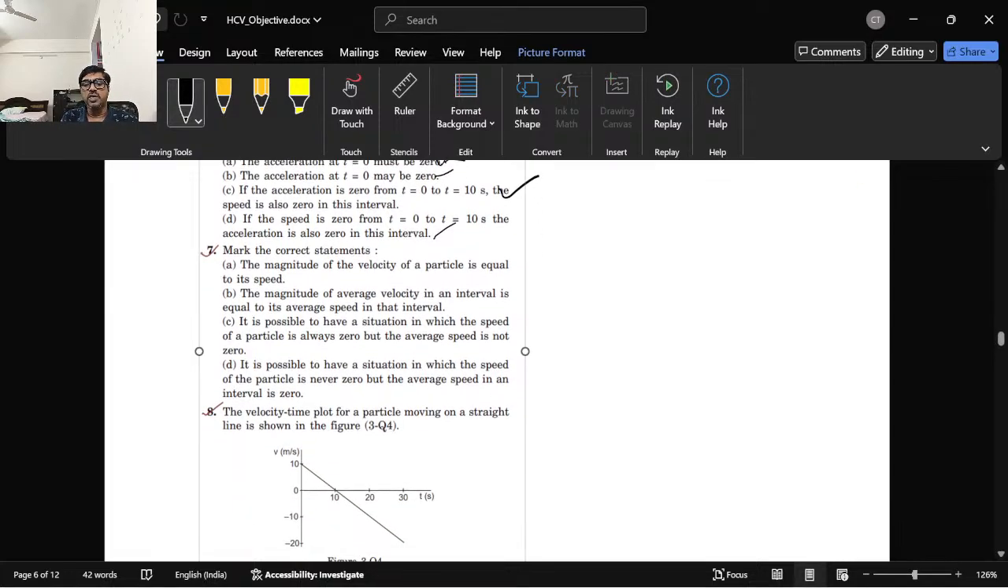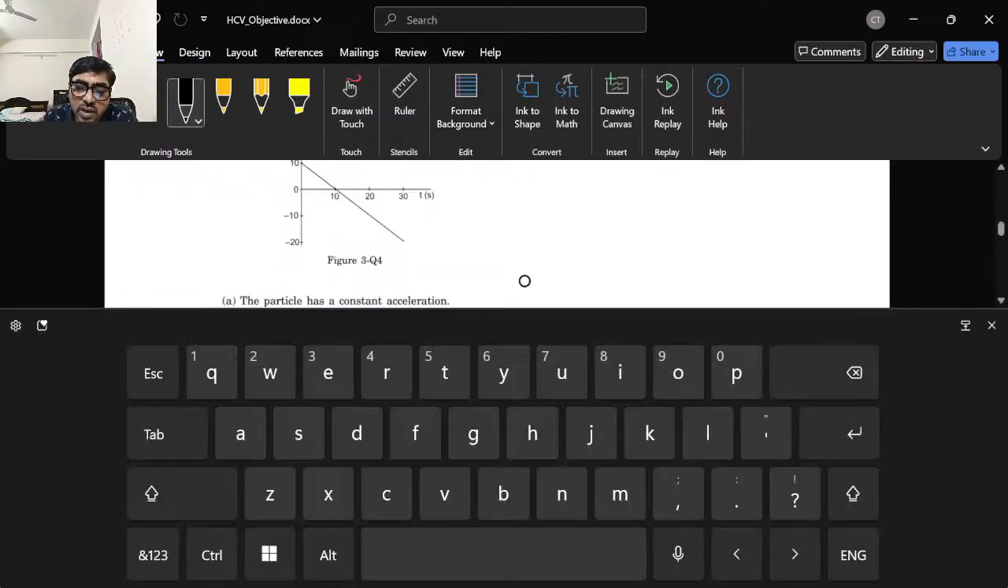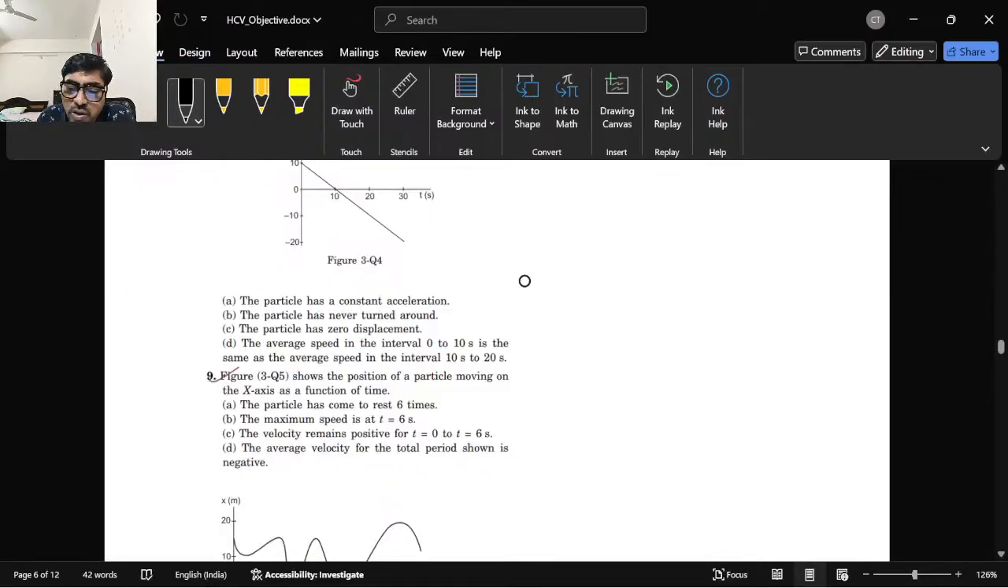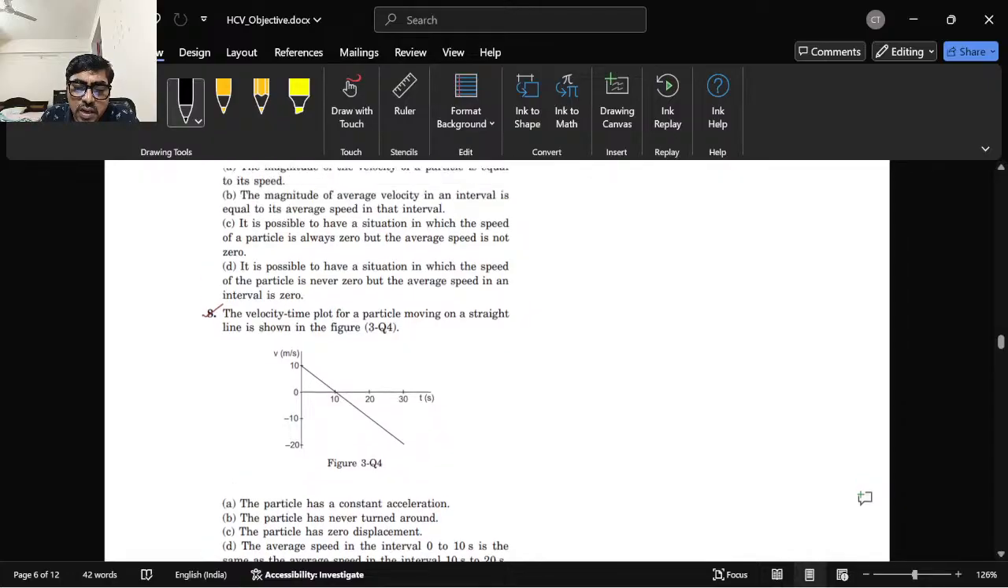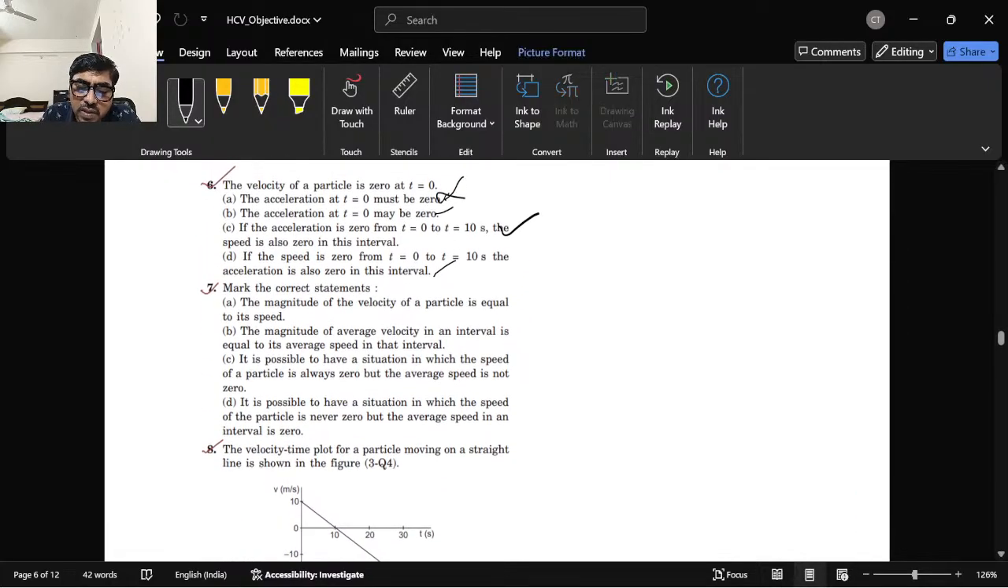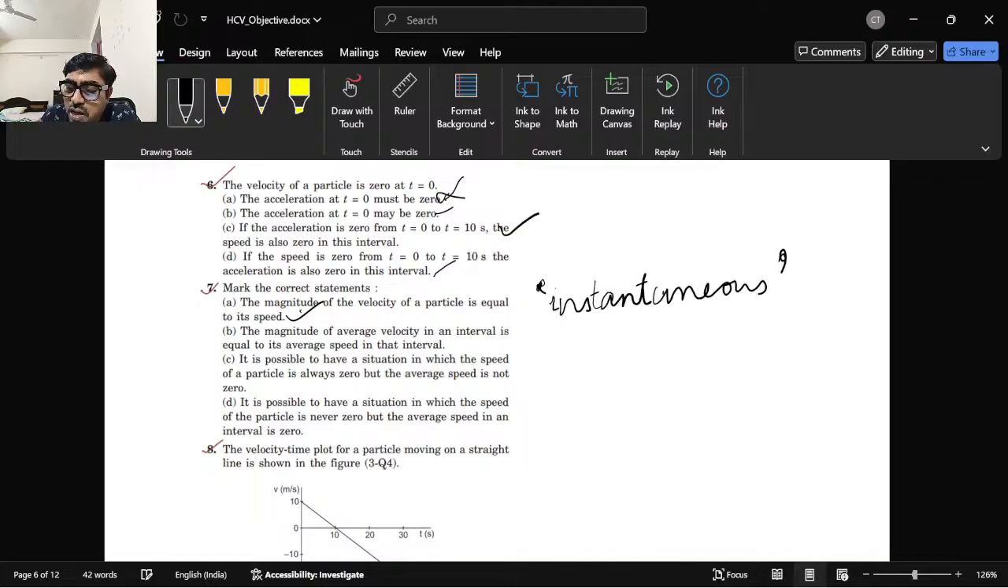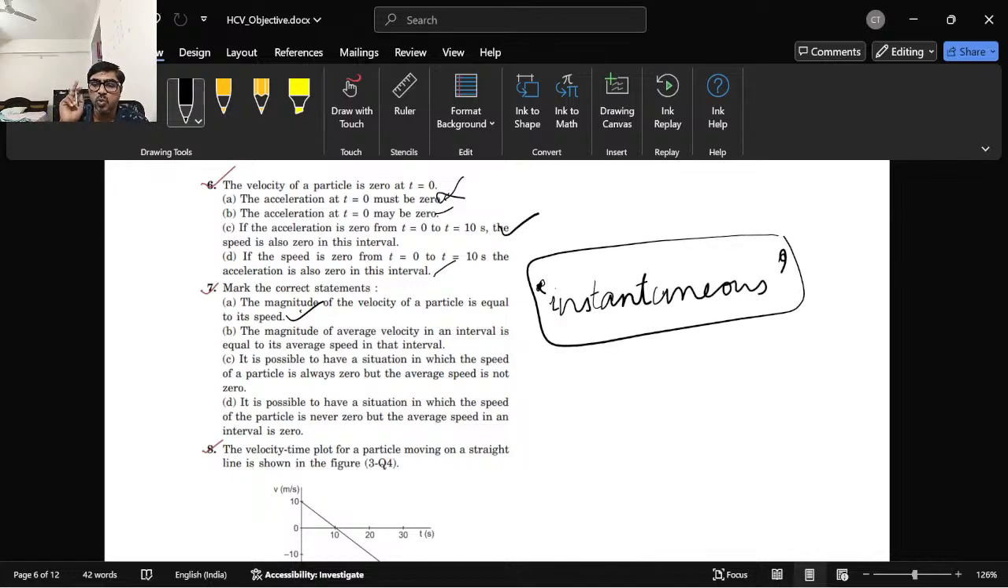Mark the correct statement. The magnitude of velocity of a particle is equal to its speed. Very important conceptual questions, sir. These are all very important conceptual questions. Correct, sir. This is correct. Magnitude of velocity of a particle is equal to speed. When we say this, it is instantaneous. Instantaneous is understood by default. They need not mention whether it is instantaneous or average. Sir, they didn't mention it is instantaneous, so should I take it as average? No, that's wrong. If they don't mention, you should treat it as instantaneous only.